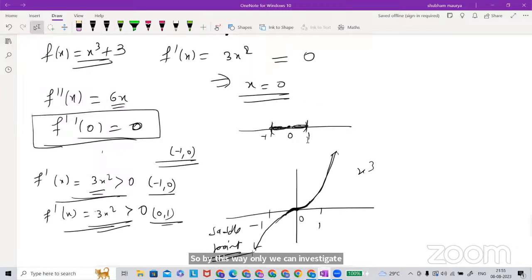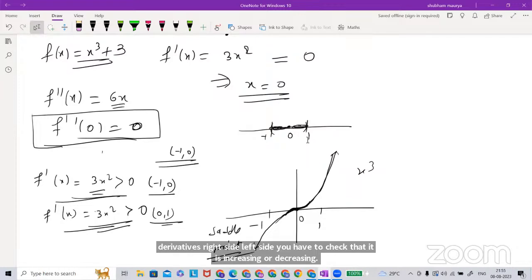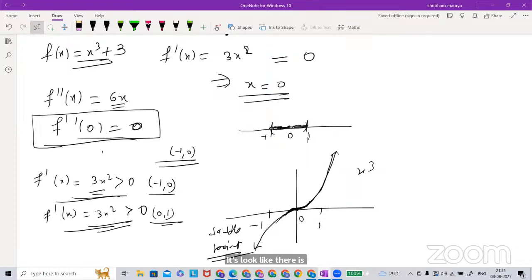So this way only we can investigate a saddle point. You have to take the derivative on the right side and left side, and check whether it is increasing or decreasing. It looks like there is a local maxima or minima, but it is not. And this tells you that it is a saddle point.